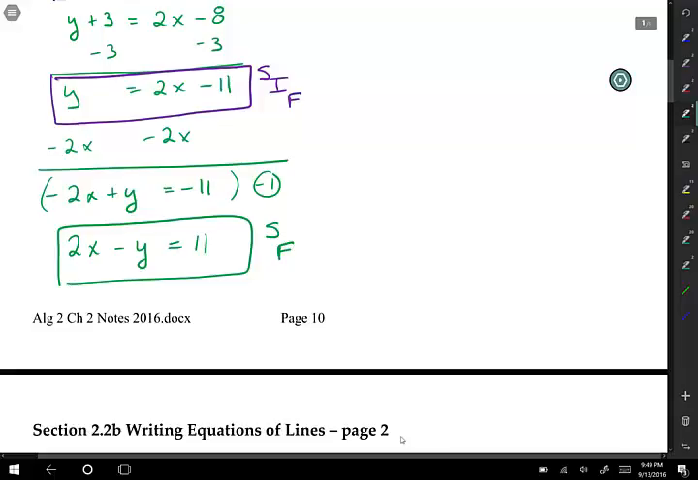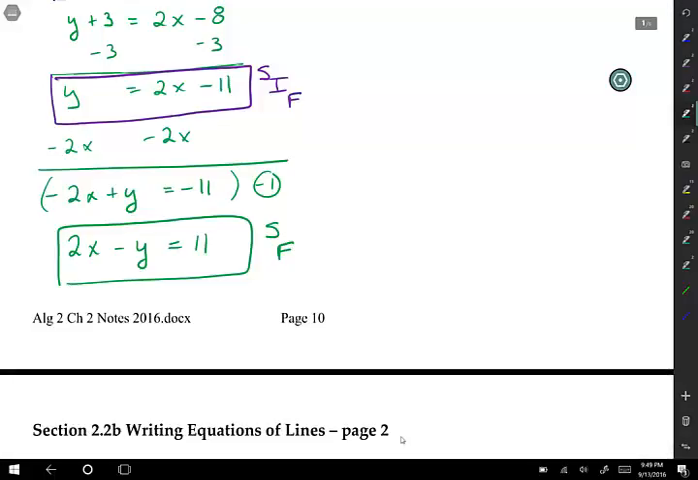Sometimes it's easier to go to slope-intercept form first, then standard form, but in reality, it really doesn't matter. Each has its functions and its special methods to work through it. Let's look at the second part of our example.